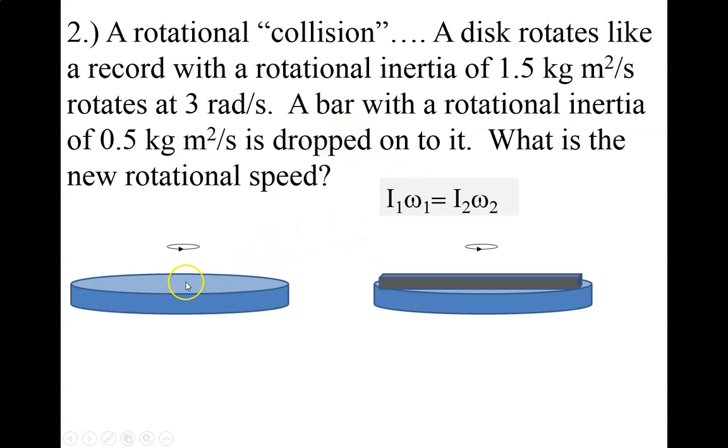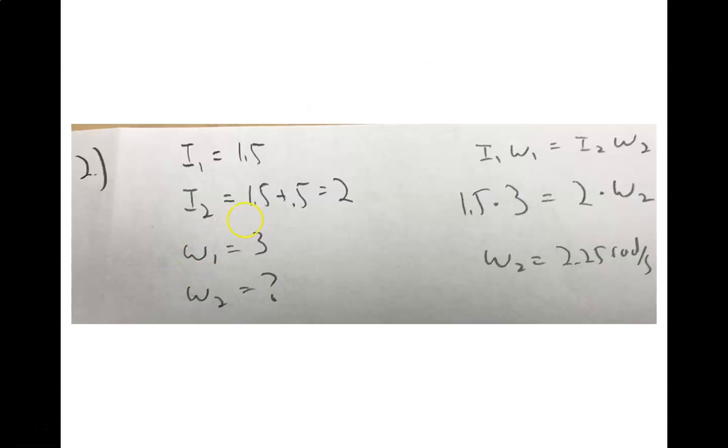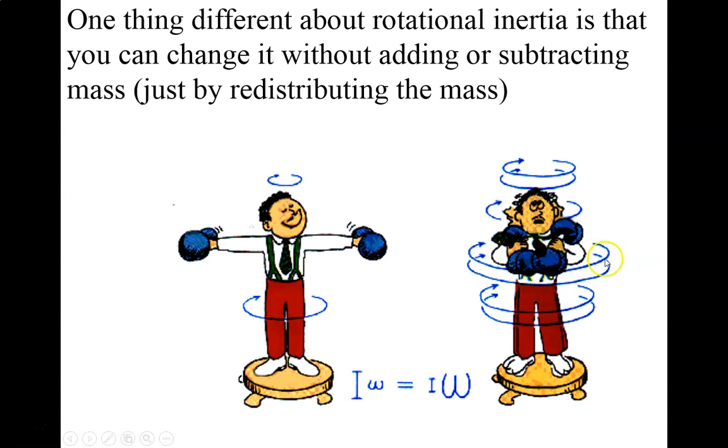So we're starting with an initial inertia of 1.5 and an initial speed of 3. So that's my I1 omega 1. When I drop the bar onto it, my I2 is equal to the 1.5 plus the 0.5, which is the bar that I add onto it. So that equals 2, and that's going to equal that times my final rotational speed. So dividing, we get 2.25 radians per second. So I1 omega 1 equals I2 omega 2.